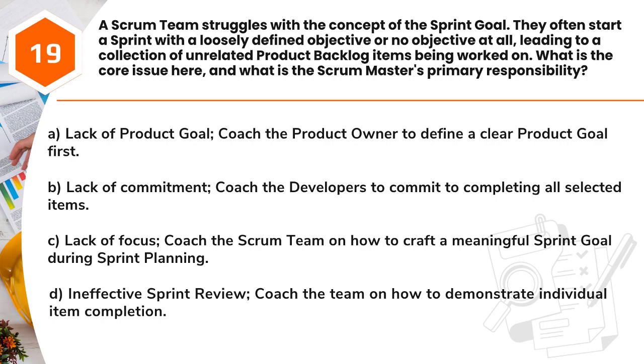A. Lack of product goal. Coach the product owner to define a clear product goal first. B. Lack of commitment. Coach the developers to commit to completing all selected items. C. Lack of focus. Coach the Scrum team on how to craft a meaningful sprint goal during sprint planning. D. Ineffective sprint review. Coach the team on how to demonstrate individual item completion.